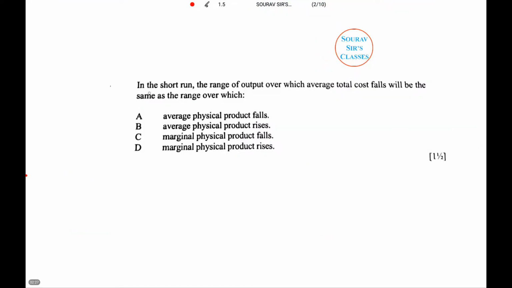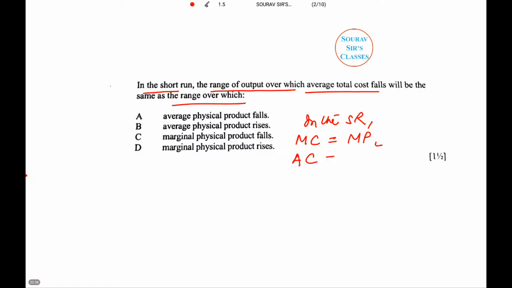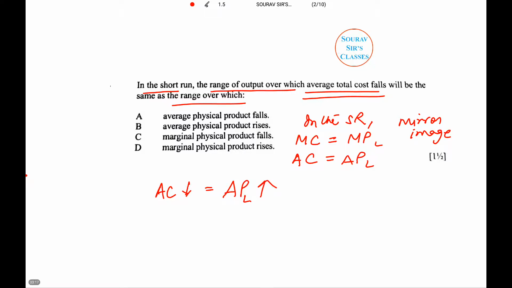The next question is, in the short run, the range of output over which the average total cost curve falls will be the range over which. Before answering this question, you must know that in the short run, we get a mirror image. Marginal cost is the mirror image of marginal product of labor, and average cost is the mirror image of average product of labor. So if the average total cost falls, then average product of labor should rise. That means average physical product will rise, and the option will be B.